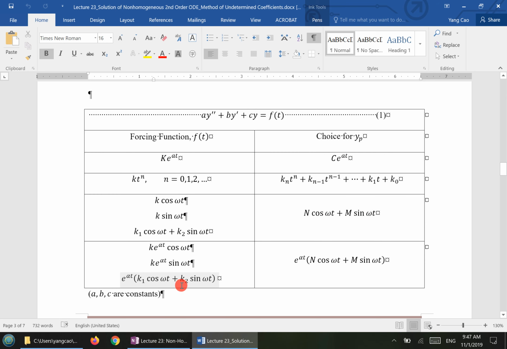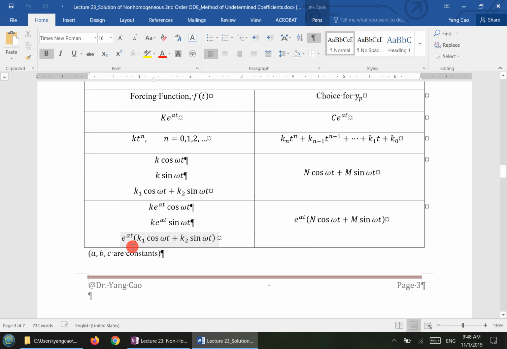But one thing is very strict. You get to use this format strictly. For example, if your input is cosine omega t, you cannot just guess that your yp is going to be n times cosine omega t. That's not enough. Your guess has to be n cosine omega t plus m sine omega t. M could be 0, but that's a different story. So your initial guess has to be exactly in this format. That's called a lucky guess method.